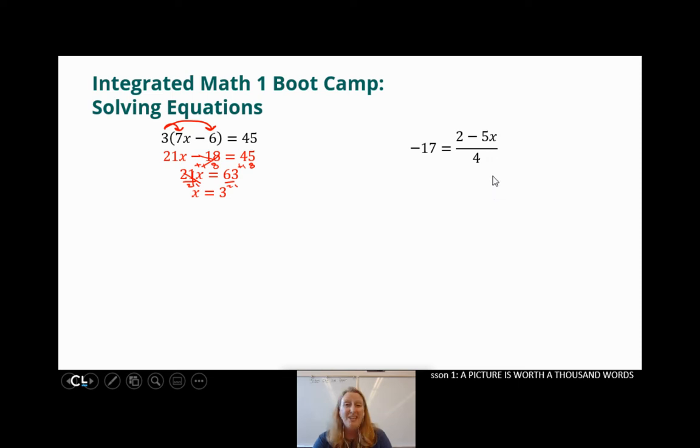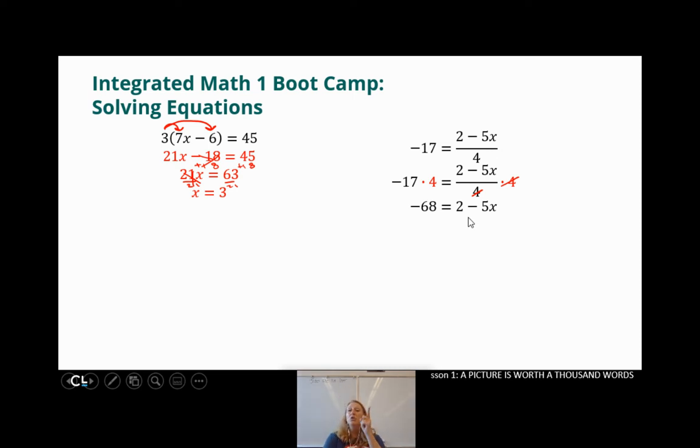This one, did you panic over this one a little bit? I hope you didn't. I hope you remembered that fractions are actually mini division problems. Did you remember that? That this is actually being divided by 4. So if I want to undo dividing by 4, I can just multiply by 4. But of course, if you do it to one side, you have to do it to the other. So we can undo division with multiplication so that those guys will cancel out. And negative 17 times 4 gives us negative 68.